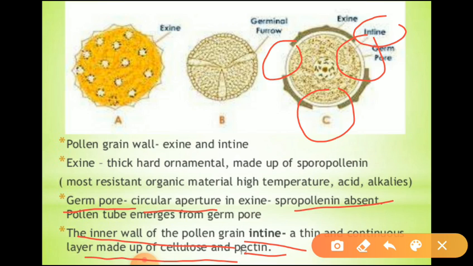What are the parts? It consists of three parts. The outer hard part we call the exine wall, and the inner thin wall we call the intine wall. In between we can see the germ pore where sporopollenin is absent. Is it clear?